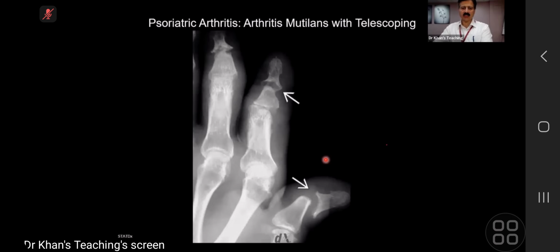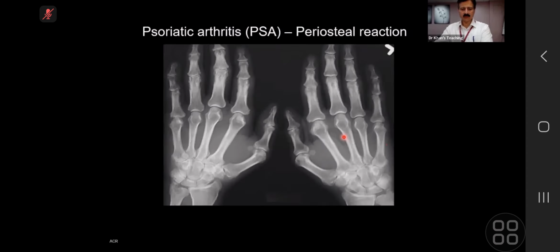And this is again arthritis mutilans. You can well imagine, clinically speaking, if you examine this case, there can be what we call telescoping. You can actually increase the length because there is no joint here.